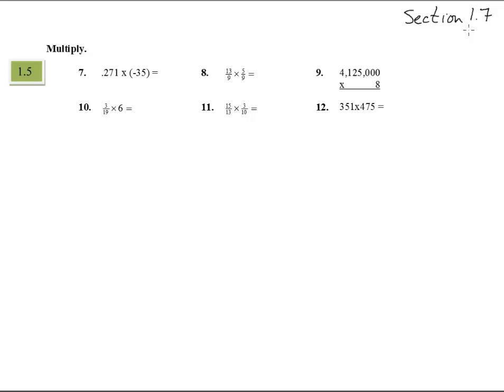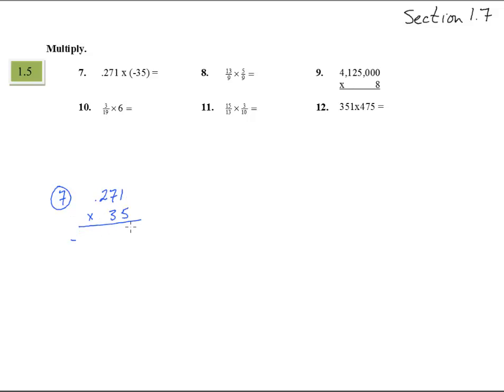Here we are in section 1.7 with the answers to 7 through 12. 0.271 times negative 35. I'm going to do this one down here so we have a little bit more room. 0.271 times 35. Now, there's a negative on here, so that just means we're going to have a negative in the answer. So let's go ahead and run it through.